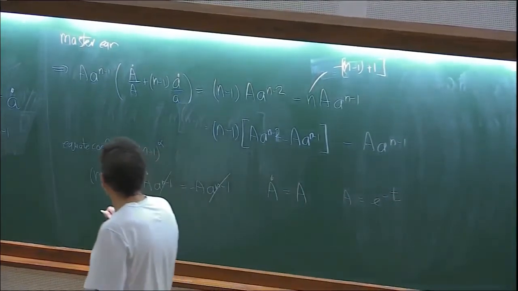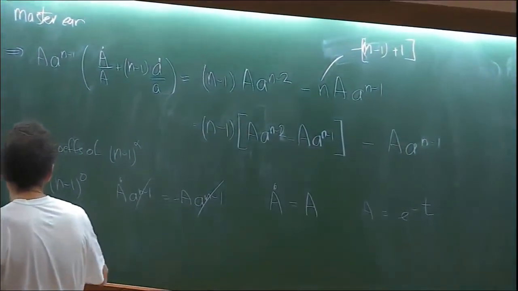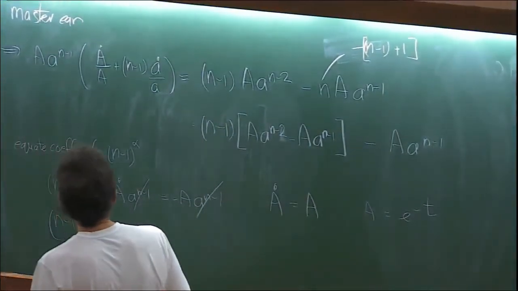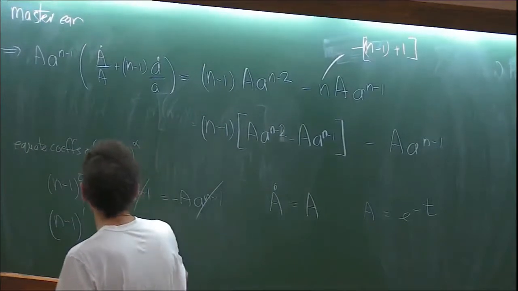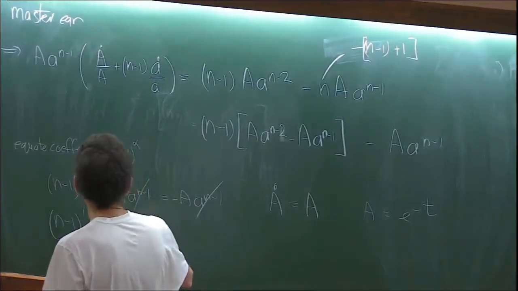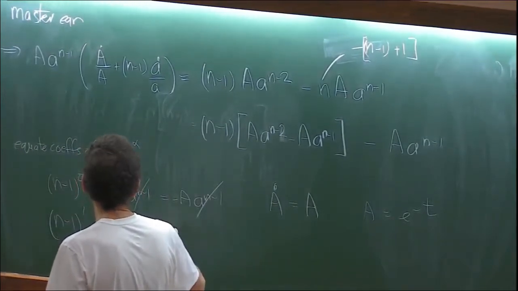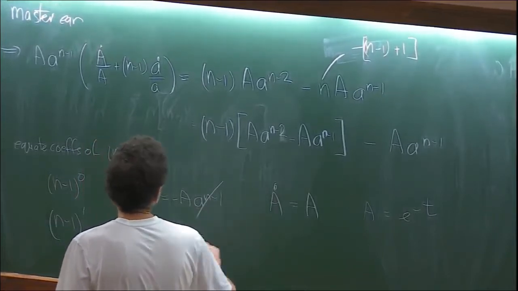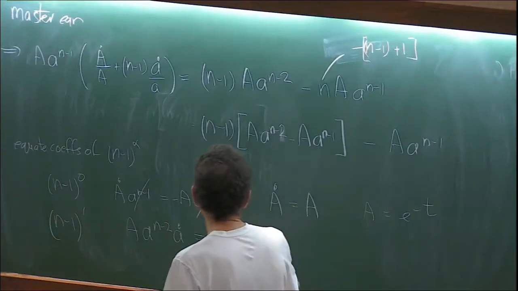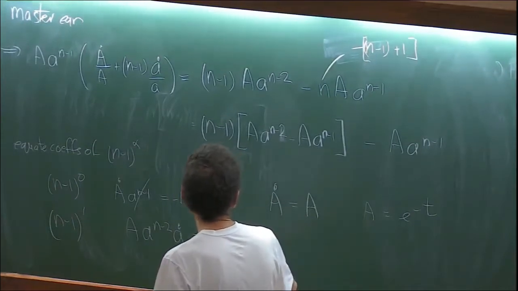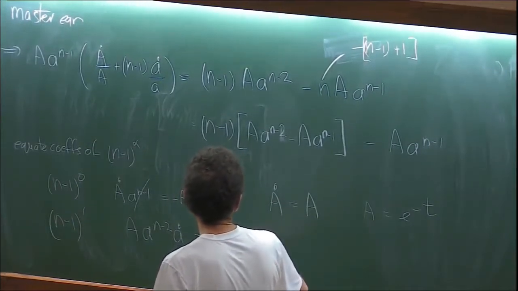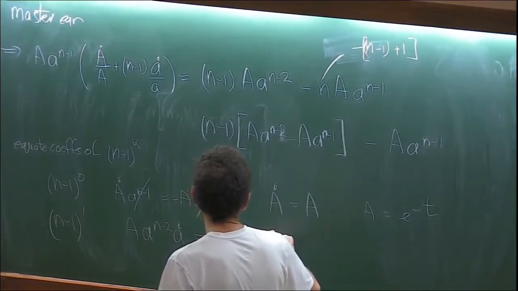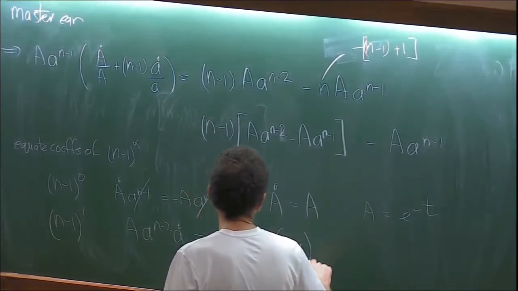The power n minus 1 to the power 1. So let's see what's within here. So what we have is little a times a to the n minus 2, a dot, is equal to, and over here we have a to the n minus 2 times 1 minus a.